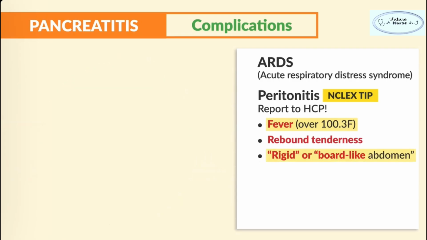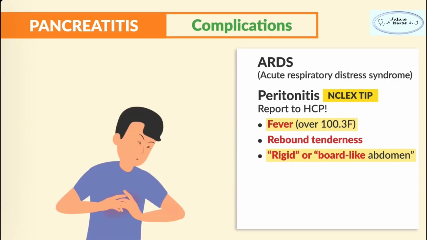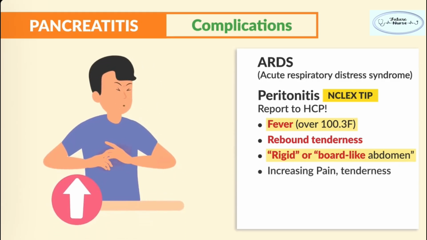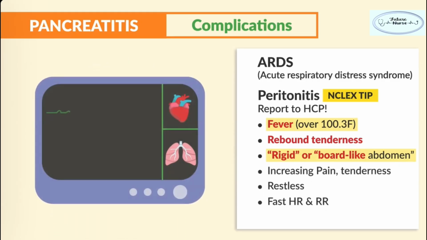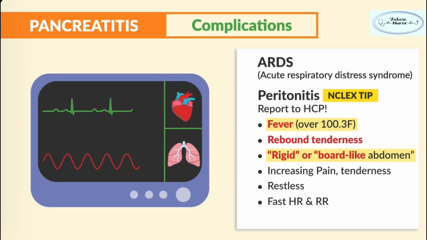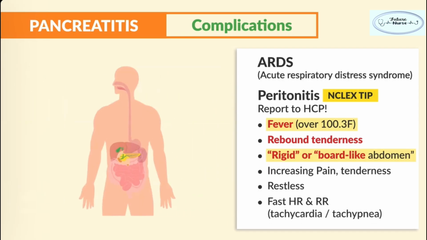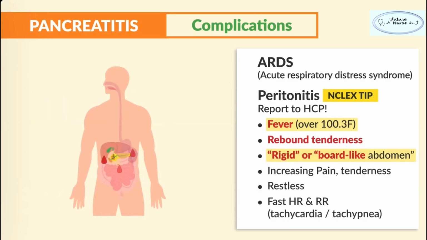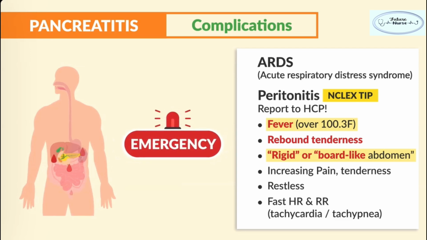Those three are the most commonly tested out of 10,000 questions, as well as increased pain and tenderness, restlessness, and a fast heart rate and respiratory rate, known as tachycardia and tachypnea. This typically means internal bleeding, and it could mean deadly peritonitis, and the patient goes septic and dies. So this is a big medical emergency here. So make sure to pause the screen and write those down.